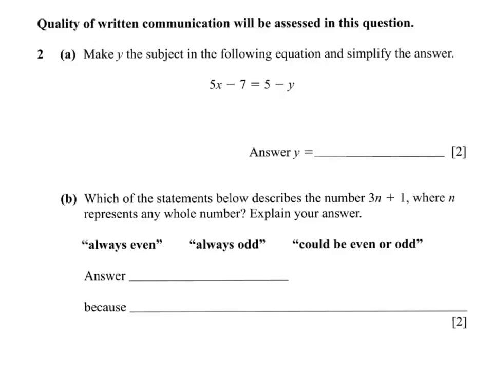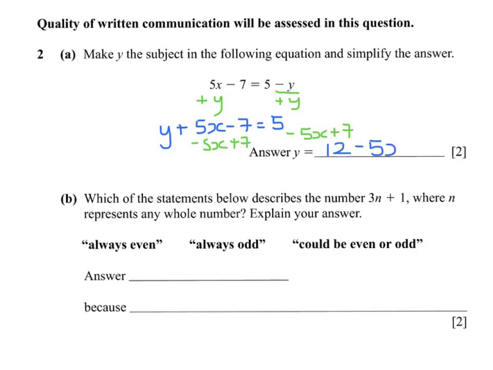When working with an equation, we want to balance both sides. And we're making y the subject, and at the moment we have minus y, so I'm going to add y to both sides. And that gives me y plus 5x minus 7 equals 5. Then I'm going to take away the 5x and add the 7. And that leaves me with y equal to 5 plus 7, which is 12, take away 5x.